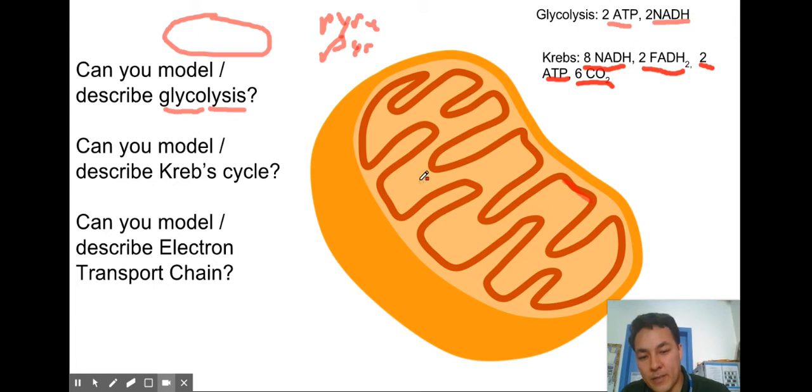The Krebs cycle takes place here in the matrix in the mitochondria. It involves a lot of enzymes to change these pyruvates into these products. So the reactants of the Krebs cycle are pyruvates, and it's going to be a little bit of ADP to make this ATP, and a bunch of enzymes. And what we get out are 10 taxicabs, 8 of the NADH variety and 2 of the FADH2 variety.